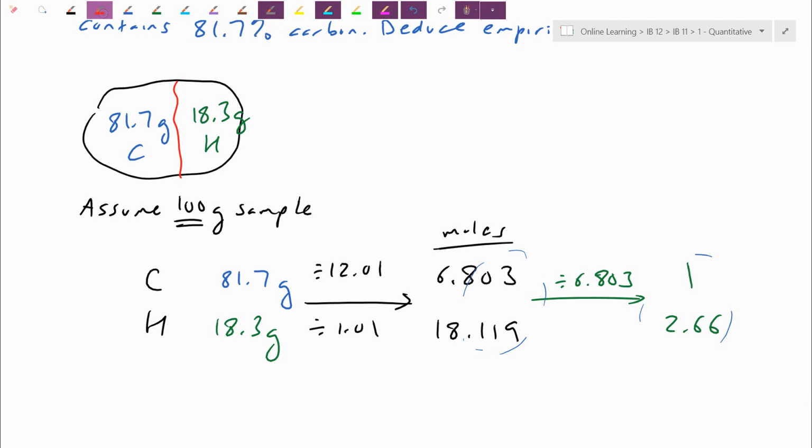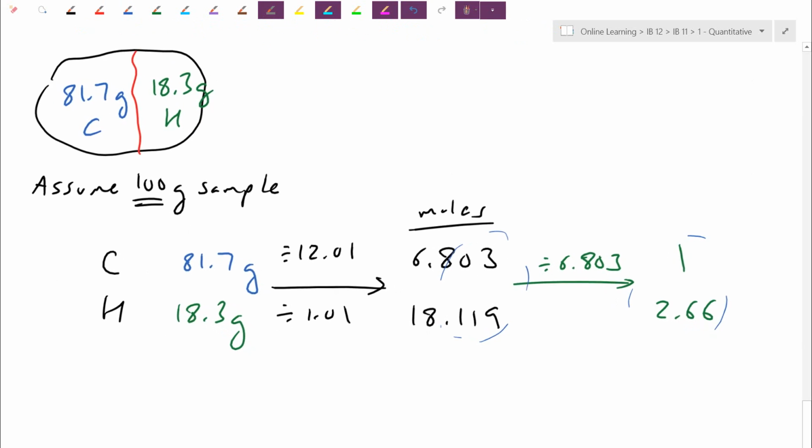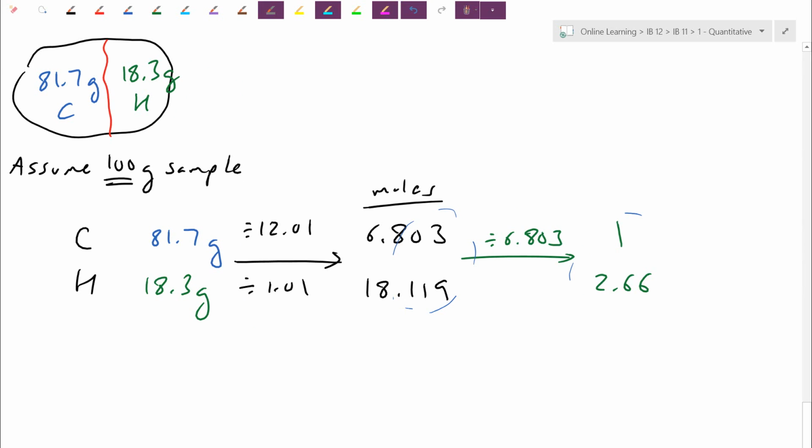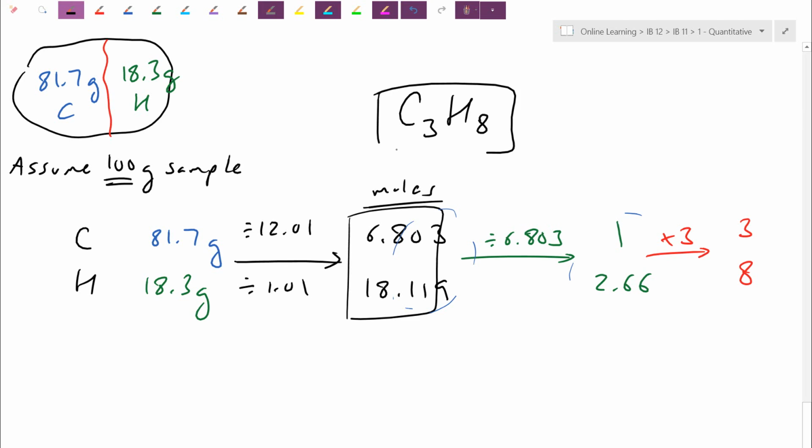Again, in math class, 2.66 rounded to 3 is not that drastic. However, in this empirical formula stuff, if I am doing that rounding just in hydrogen, I may have skewed the hydrogen to carbon proportion. That may not actually be my real compound. Is there another way I can scale that to a whole number? Hopefully you can recognize, well, 0.66 is close enough to 0.67, and that's a third. Let's imagine scaling both numbers up by 3. That way the carbon is 3, and 2.66 times 3 should give you an 8. And there we preserve the ratio, 6.803 to 18.119, in the compound C3H8, which is actually propane.